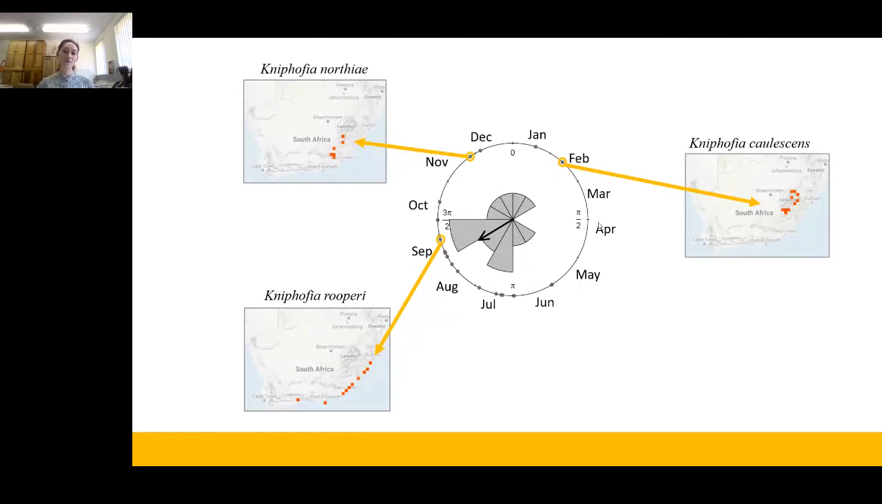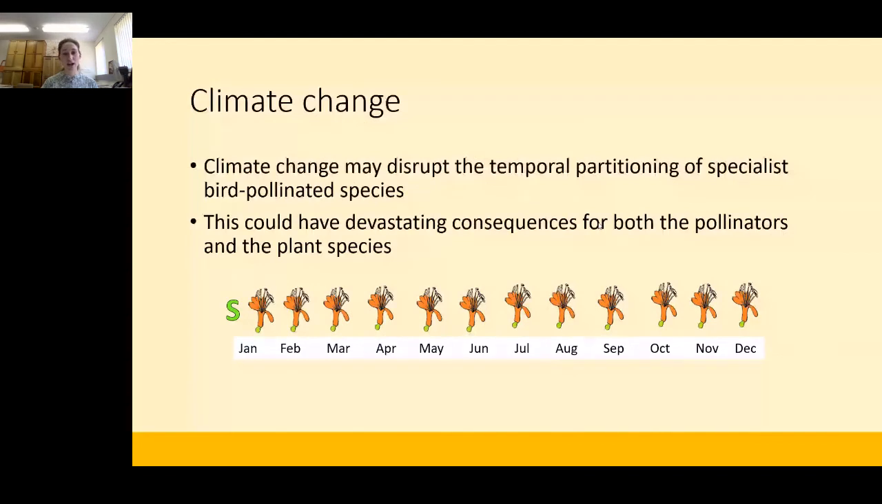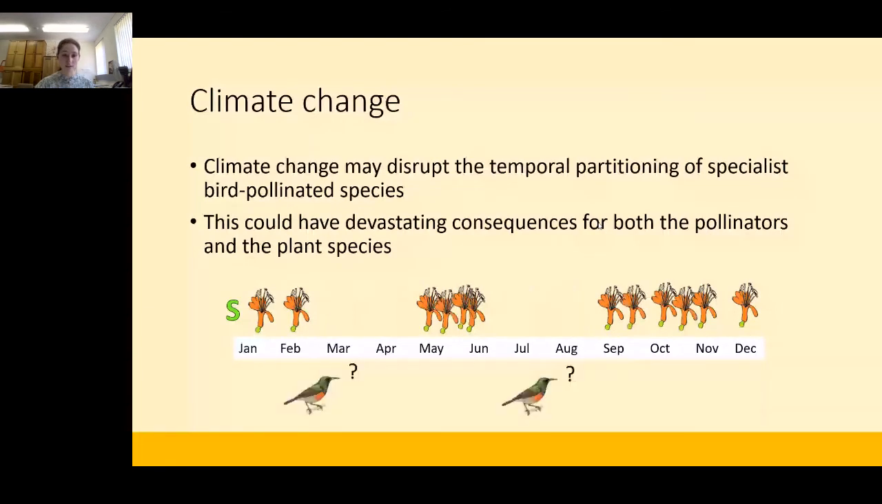Then, of course, we must also consider the impacts of climate change and the implications of that on our pollinators and the flowering species they pollinate. And if climate change disrupts the temporal partitioning of specialist species, this could have devastating consequences both for the pollinators and the plant species.